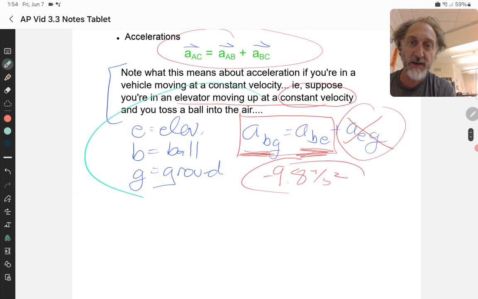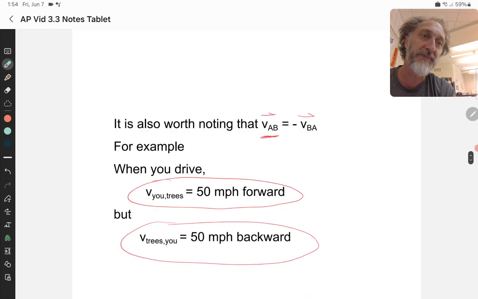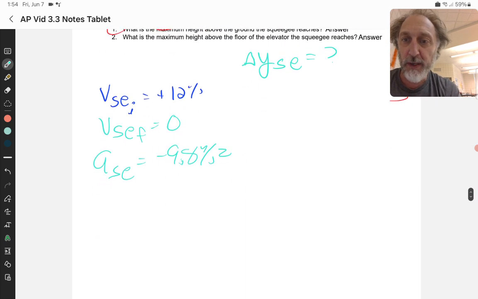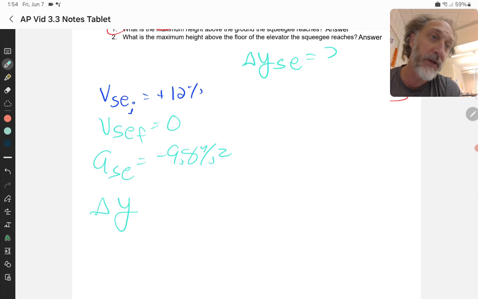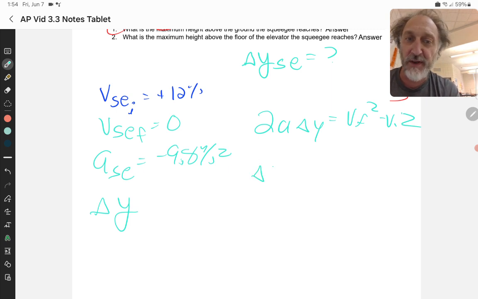Here, right? The velocity of the ball relative to the elevator is the same as the velocity of the ball relative to the ground because the elevator is going at a constant velocity. And we're looking for our vertical displacement. So you can use that same equation: 2a delta y equals vf squared minus vi squared. Plug in your numbers, and you'll find that your vertical displacement is 7.35 meters.